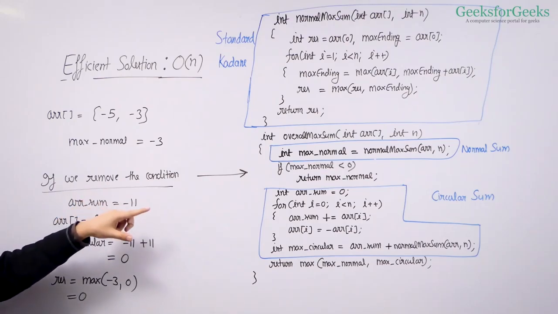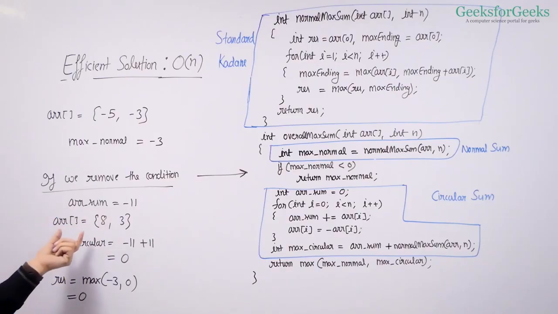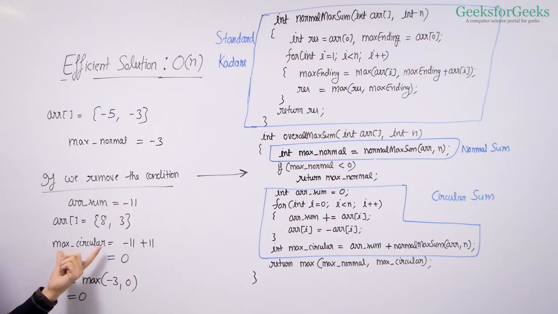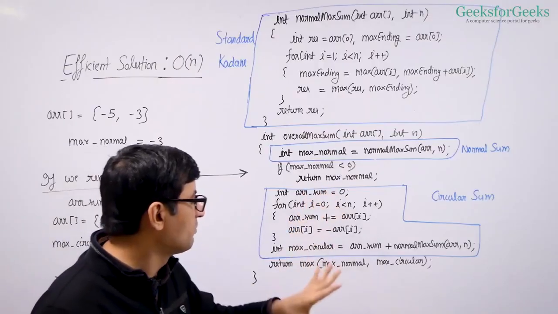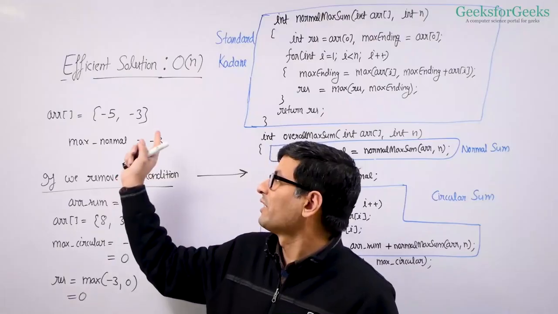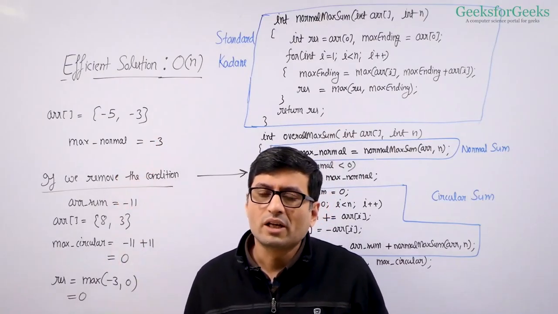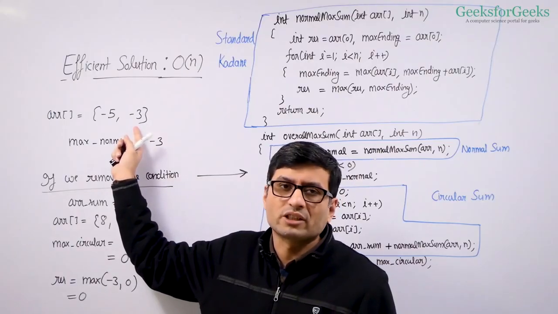Now if we remove this condition, what will happen? What will this part compute? This part will first compute array sum as -11, then it will invert the array to 8, 3, and then it will compute the max circular as -11 plus 11, which is 0. When everything is negative, this part is always going to give you max circular as 0, which is going to be more than the negative value that you got above. And then you are going to return the result as 0, which is incorrect for this particular example.